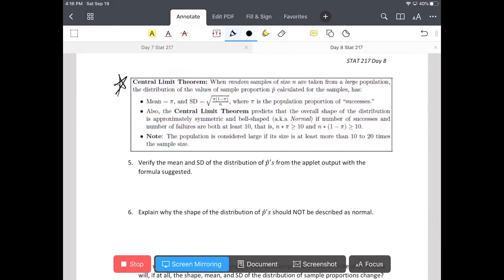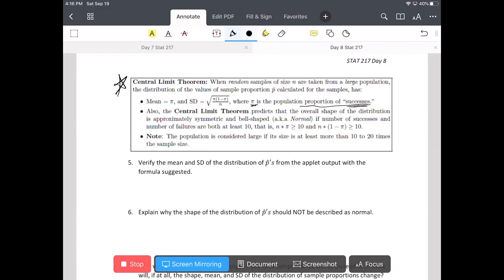Absolutely not. You need to know when to use them and whether it's appropriate to use them. So when we have random samples of size n taken from a large population, the distribution of values of sample proportion p-hat calculated for the samples has a mean of pi and a standard deviation of the square root of pi times 1 minus pi divided by n, where pi is the population proportion of successes. Are we always going to know that? In this case, we do. We know the actual value.